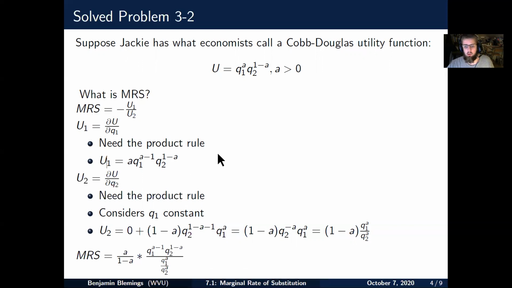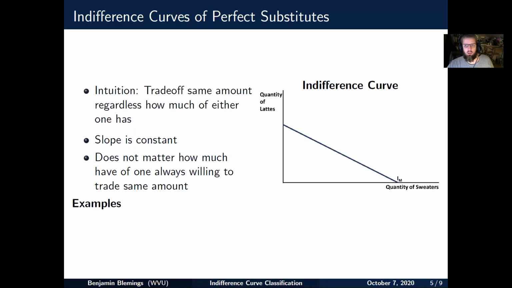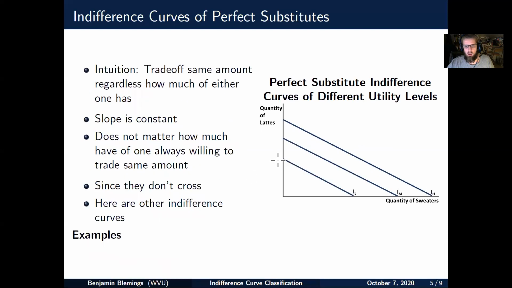And now I'm just going to talk about a couple of special cases of indifference curves that you should know about that might help you with some of the intuitions. So let's start with perfect substitutes. You trade off the same amount regardless of how much of either one you have. And so the indifference curve is just a straight line. It does not matter how much you initially have, you're always willing to trade the exact same amount. And so we know the indifference curves don't cross, and you can draw in some other indifference curves where obviously you're the most happy to be on the highest, and least happy to be on the smallest indifference curve.